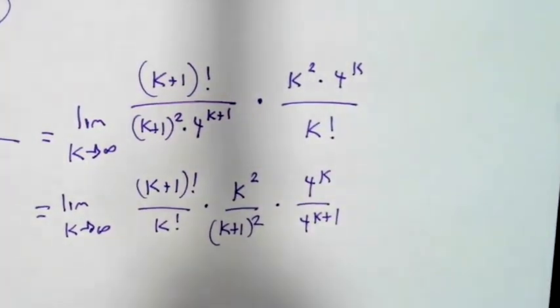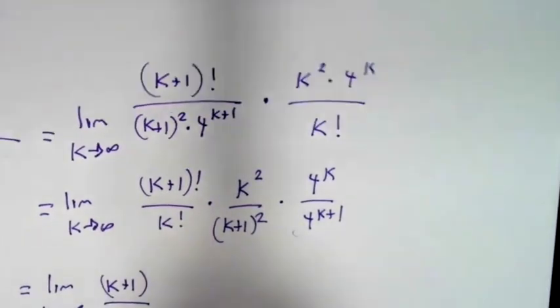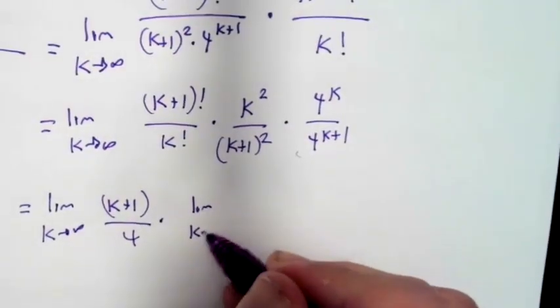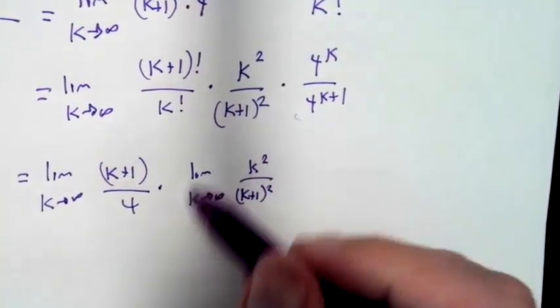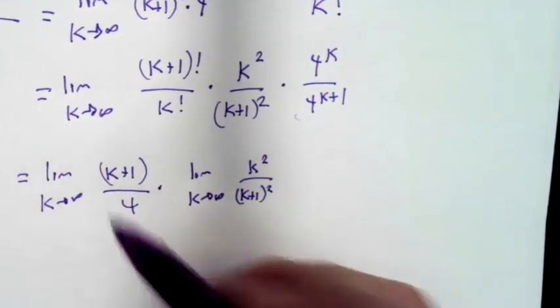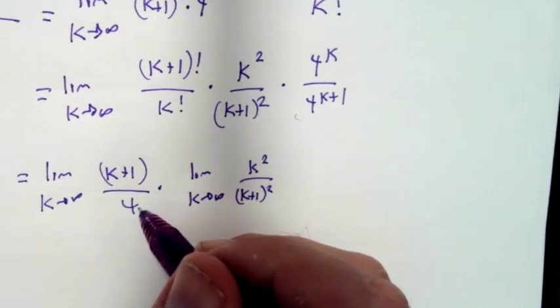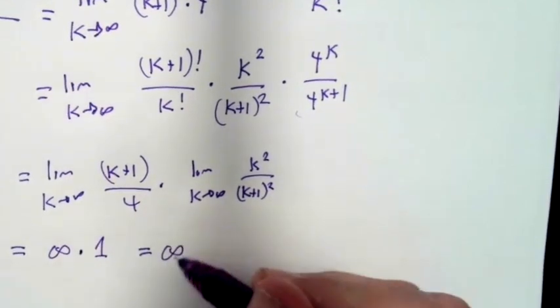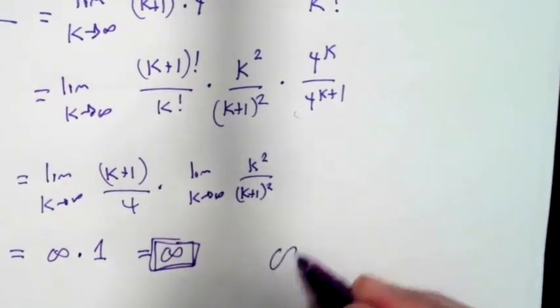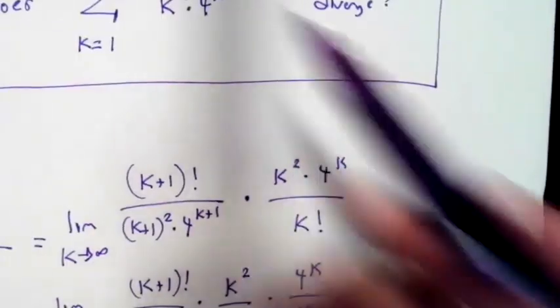Now, I can do some cancellation here. This is going to be equal to the limit as k approaches infinity of k plus 1 over 4 times the limit as k approaches infinity of k squared over k plus 1 squared. Now this limit is equal to 1, and this limit is equal to infinity, because as k plus 1 gets bigger and bigger, dividing it by 4 does nothing to slow down, or doesn't do enough to slow down its march to infinity. So I can think of this as infinity times 1. The final answer would be infinity. Now, infinity is bigger than 1, so we can conclude that because this ratio is bigger than 1, the original series diverges.